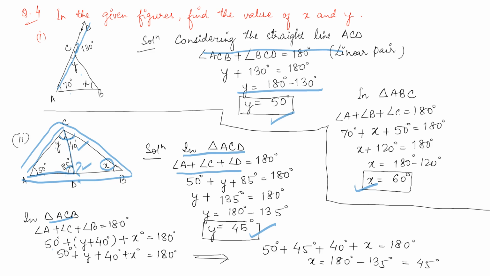So 50 plus Y plus 40 degree plus X is 180 degree. In place of Y, we can use the value of 45 degree. That's what we calculated. And thus the value of X will become 45 degree. The same kind of triangle question was given in exercise 12.1 also, where most of you had problems. So I have given you the solution in PDF form. Please check it, understand it and do it yourself.